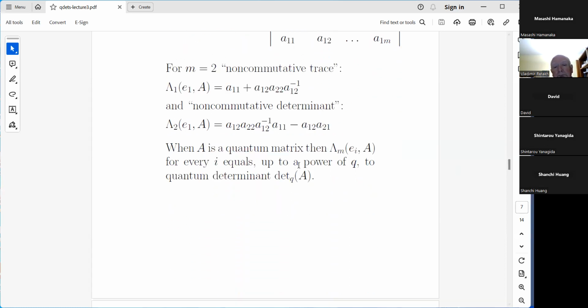And now, let me just note that when A is a quantum matrix, and commutative, then these determinants, dependent on coordinate vectors for every I, are basically the quantum determinant of A multiplied by a power of Q, but Q is just a constant. So I can leave it as an exercise.